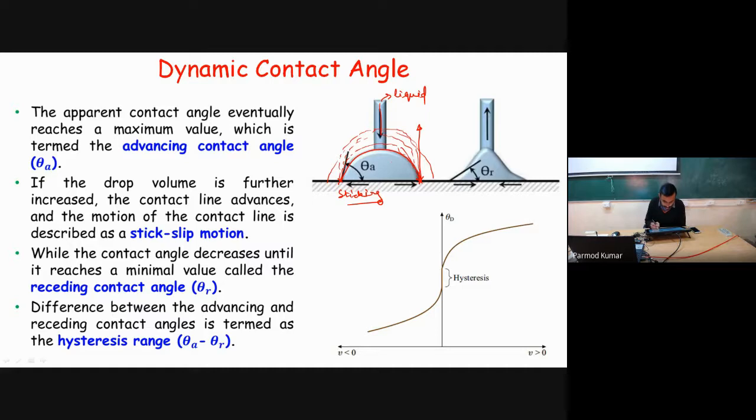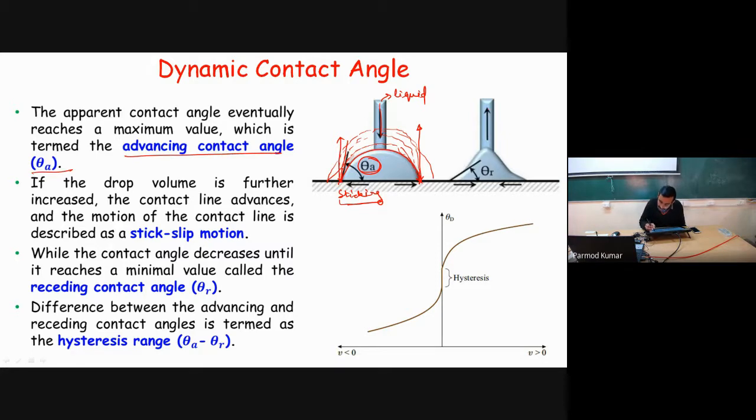Okay, so during the sticking of the contact line, when we add more liquid, the volume of the drop increases and the contact angle value also increases, up to a critical value of contact angle beyond which there is no pinning of the contact line, and the contact line starts moving in the radial outward direction. This maximum value of contact angle is called the advancing contact angle, theta A.